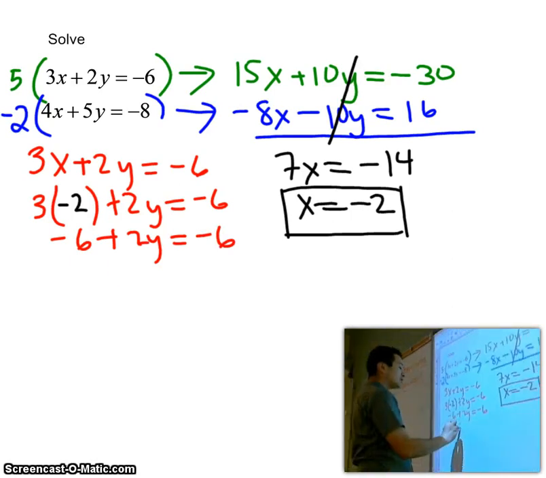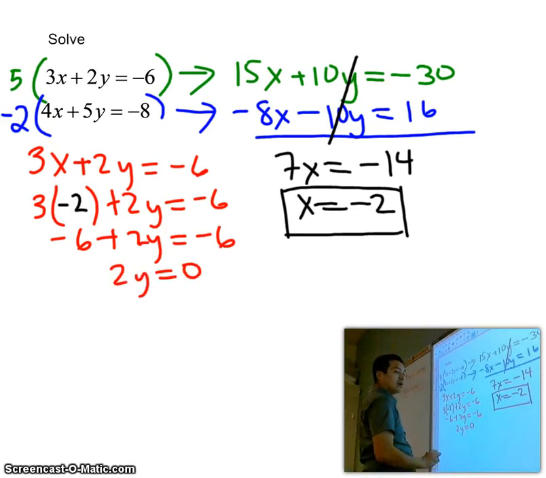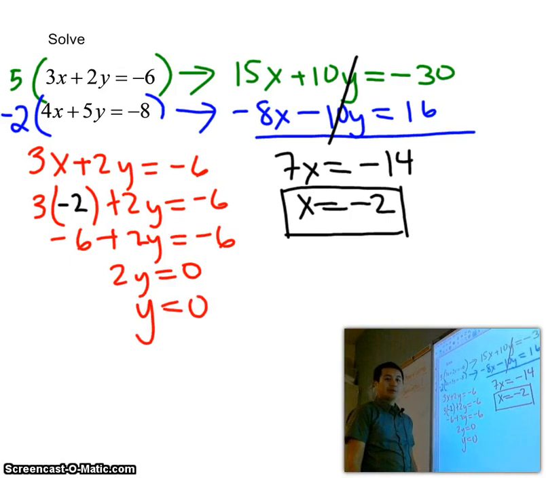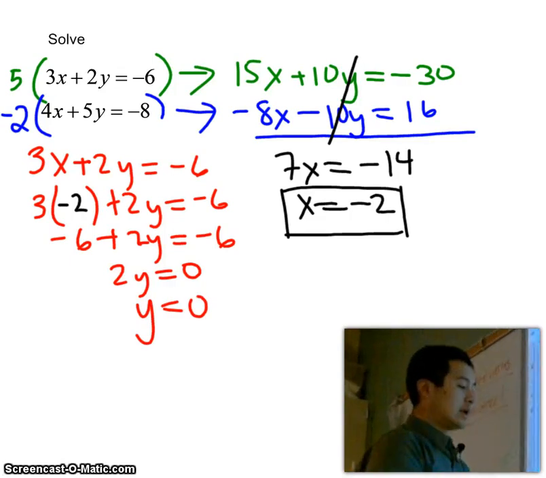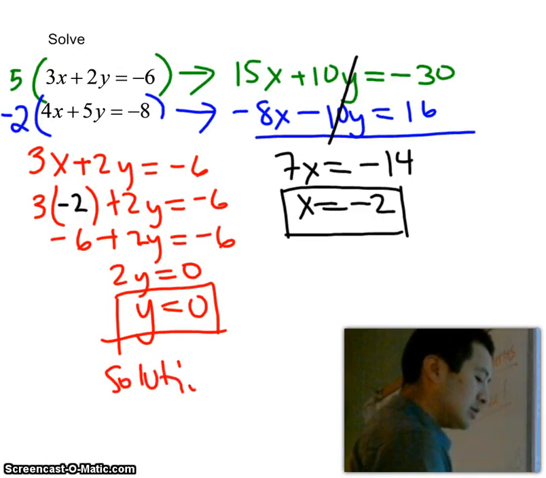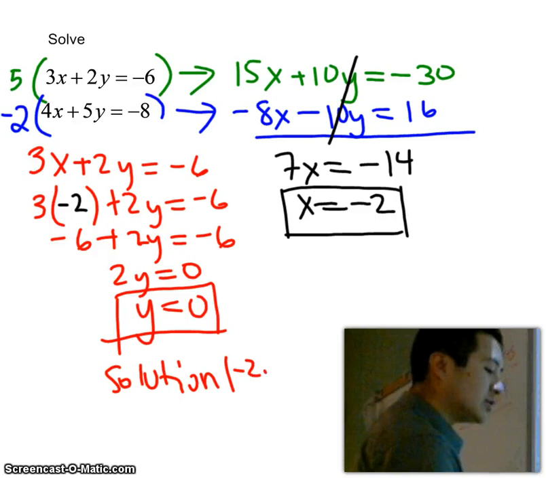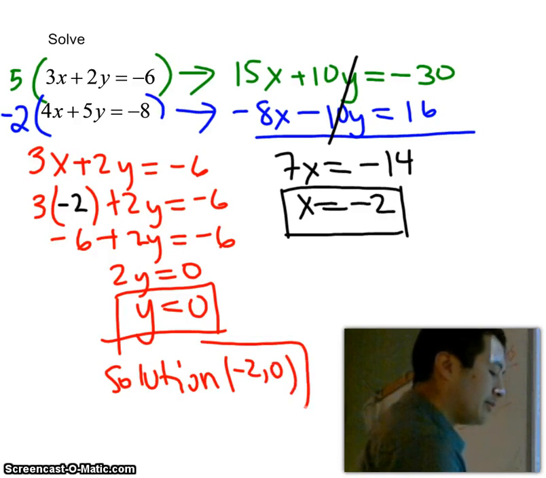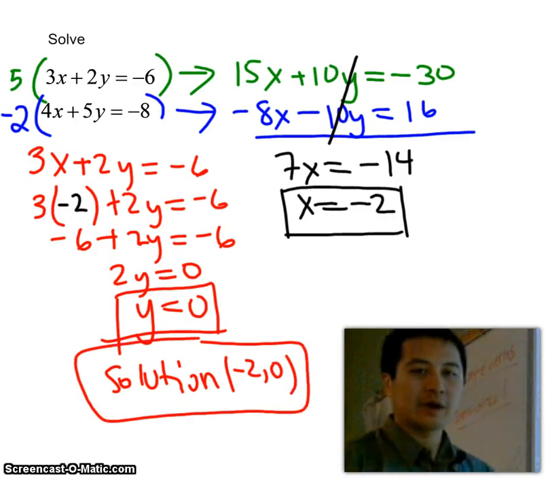Add 6 to both sides. 2y equals 0. Divide by 2 on both sides. Y equals 0. Here's my second answer. So my solution is negative 2, 0. How do I know this is right?